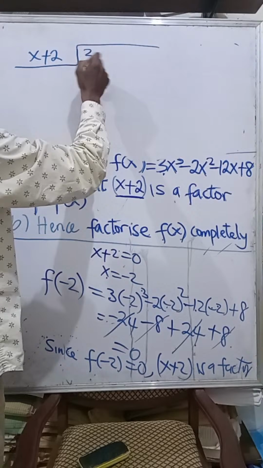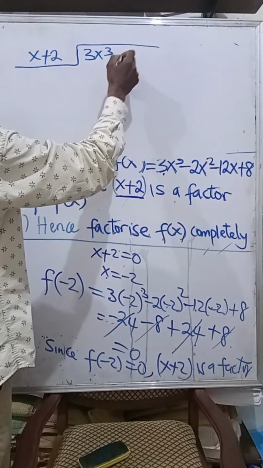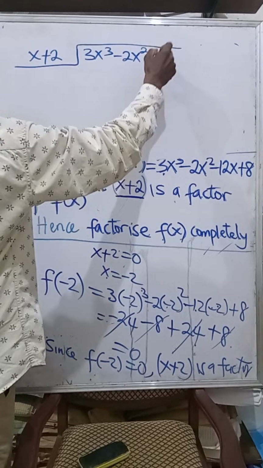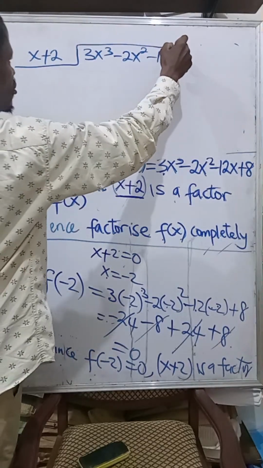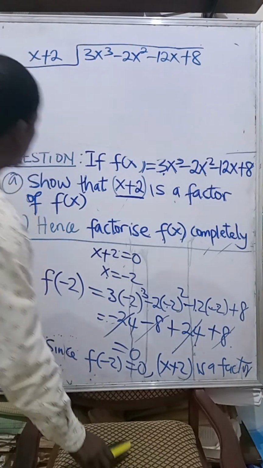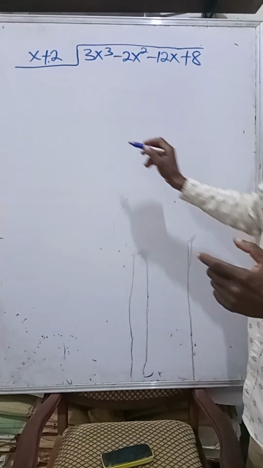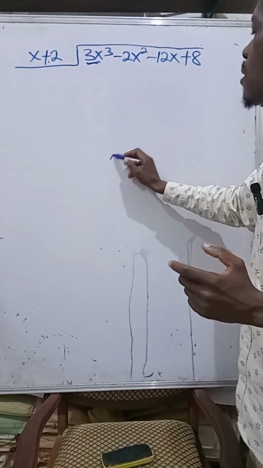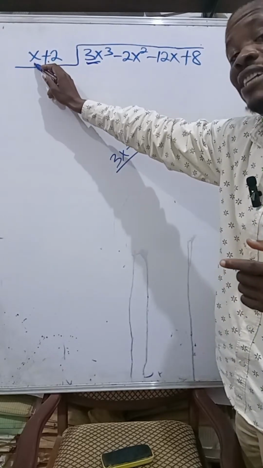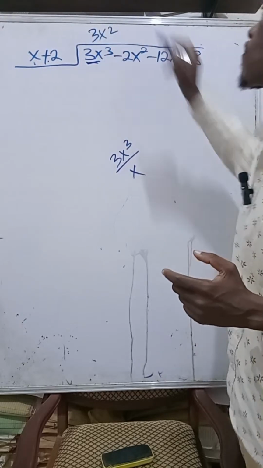Our polynomial is 3x cubed minus 2x squared minus 12x plus 8. We are using long division, with your factor here as the divisor. What you do is very simple. You take the first term of the polynomial, 3x cubed, and divide by the first term of the divisor, x. That will give you 3x squared.